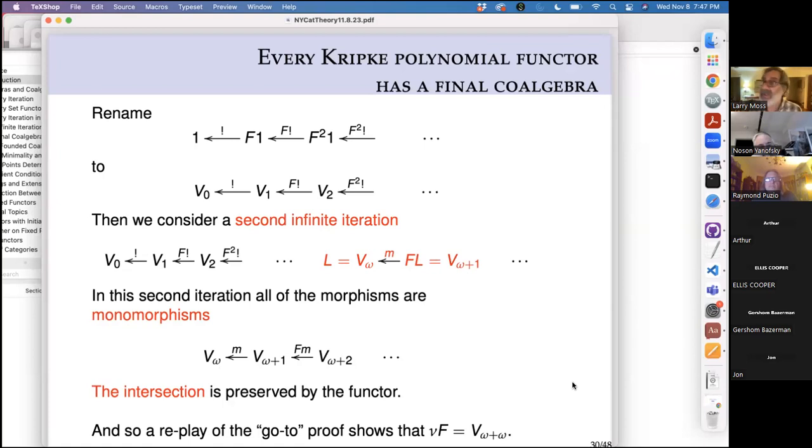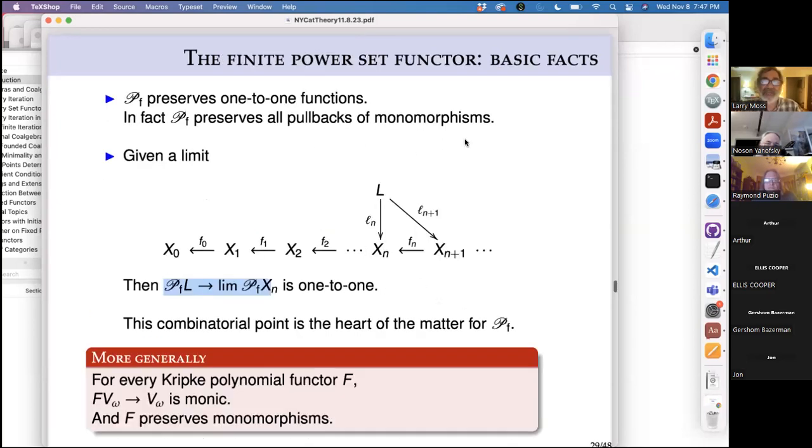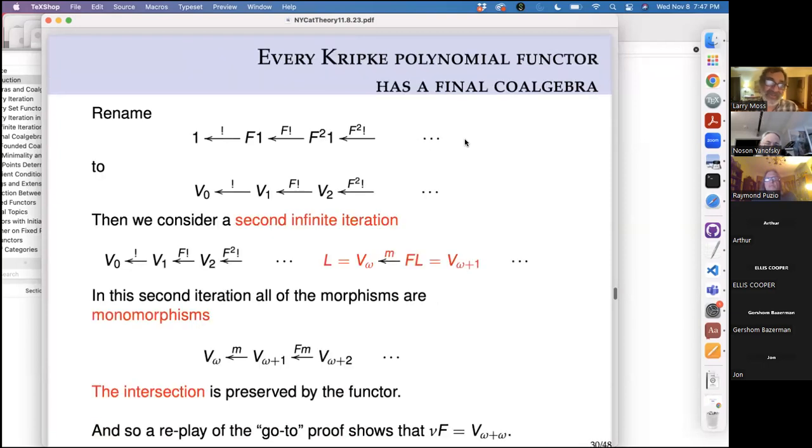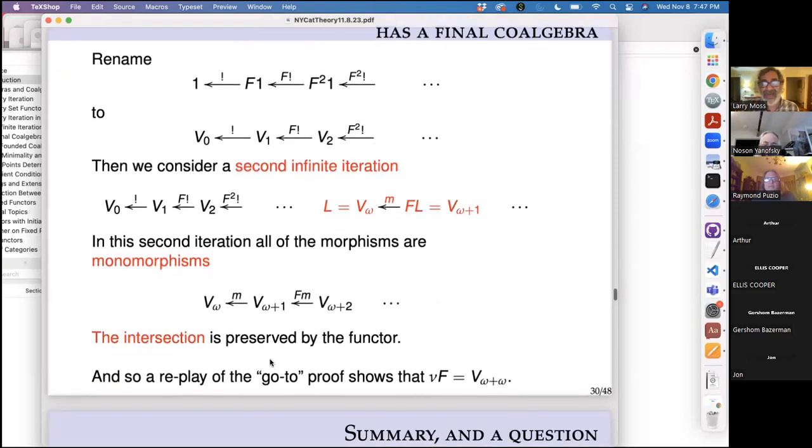And the intersection is preserved by the functor. Why is that? Well, in fact, this functor preserves, like I say, pullbacks of monomorphisms. It's not hard to check that. And this is actually a pullback of monomorphisms, so it's even better than that. So the intersection is preserved by it. And then you basically look at the same proof that Adamek did, the same proof that Kleene did, and you would check out that the second infinite limit, which is going to be called V omega plus omega, is the final coalgebra. So this notation here means the final coalgebra.